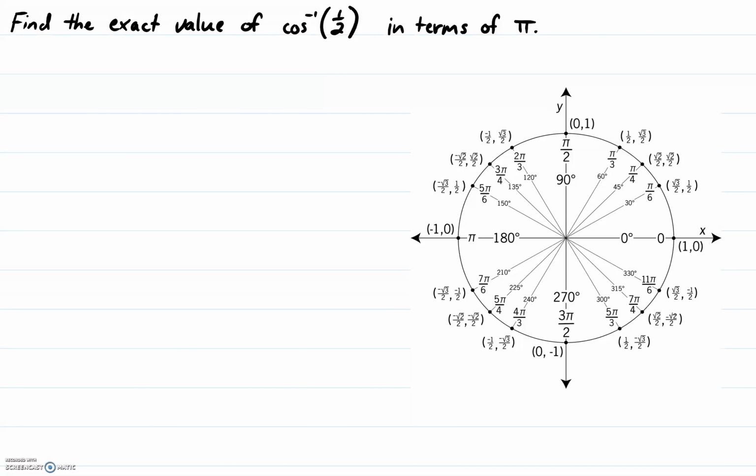In this video, we're going to find the exact value of the cosine inverse of 1 over 2 in terms of pi. What that really means is that when we're doing a trig inverse of something, we're looking for an angle as the answer. Being in terms of pi means we want the radian measure of the angle.